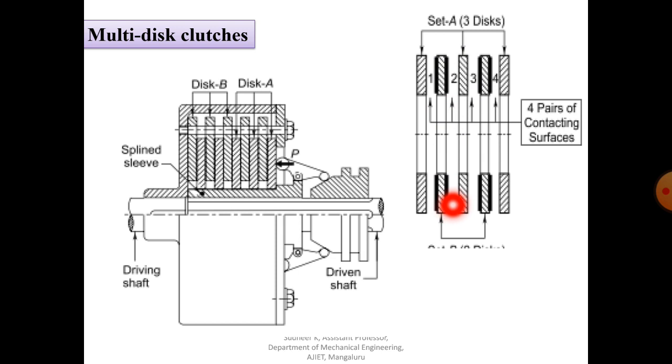Similarly, what is the function of splines? This will move freely in an axial direction on the spline sleeve. You already know the working of a single plate clutch.